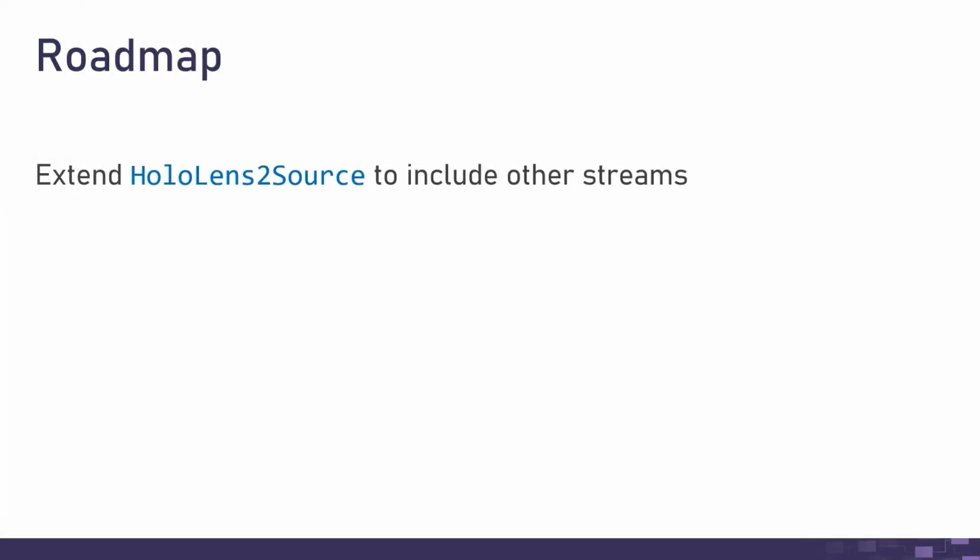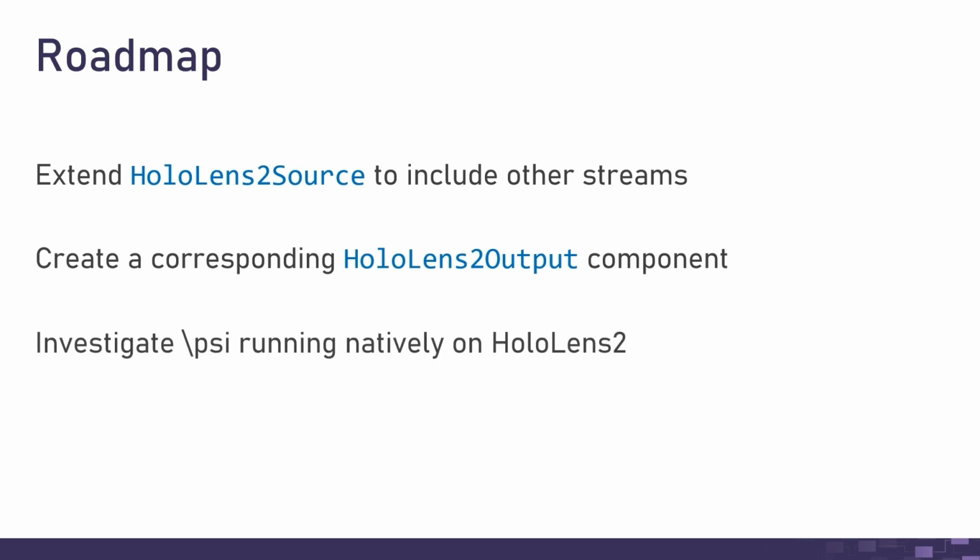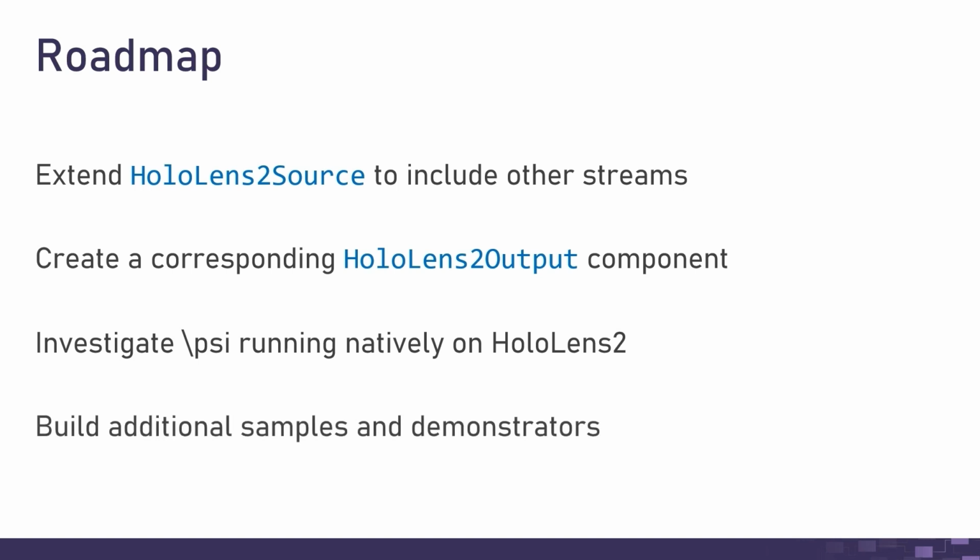Also, I wanted to share a bit more about our roadmap in this space. We plan to continue to extend the source component to include other streams available from the device, such as audio and IMU data. And as I've already mentioned, we hope to develop more the output story as well. We also plan to look into creating the ability to run Sai pipelines directly on the HoloLens device rather than this interop story. And we'll continue as well to build additional samples and demonstrators.